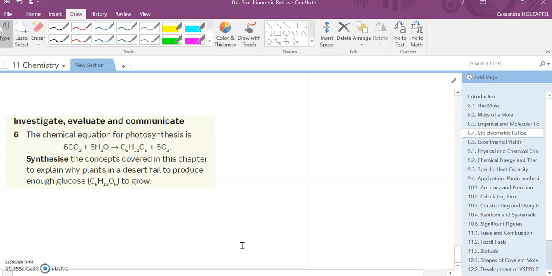I don't think we actually even need to do any working out or anything for this. I think this is a pretty simple concept. If this is a limiting reagent, right, if I don't have this particular reactant, how am I going to produce this particular product? Okay, so that's why plants in deserts are pretty slow growing, because they do not have enough of this to produce the reaction. All right, done.